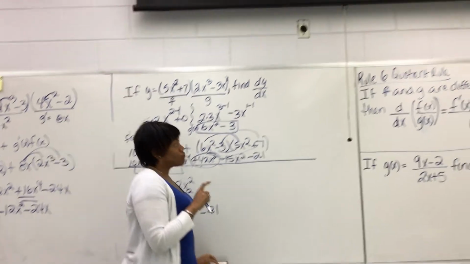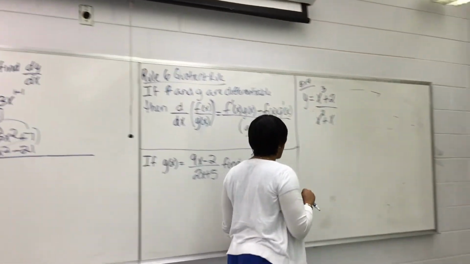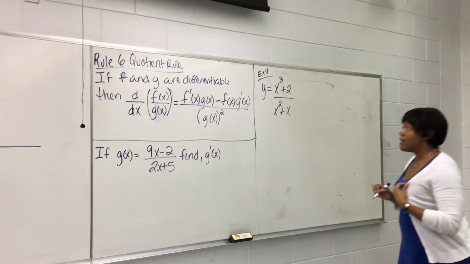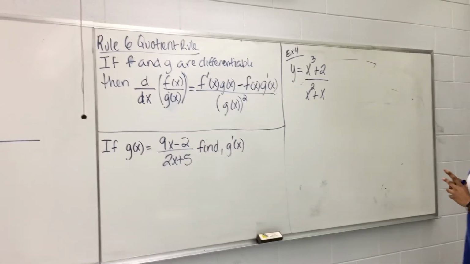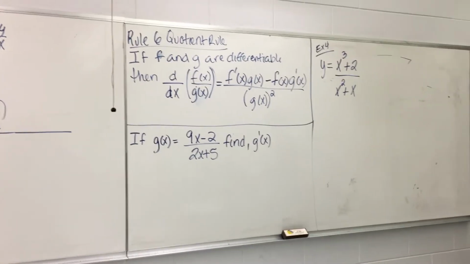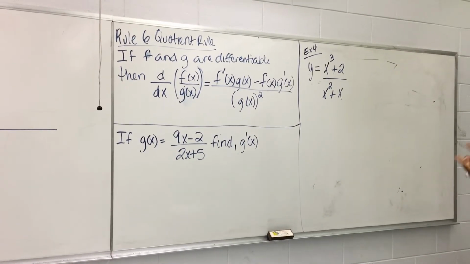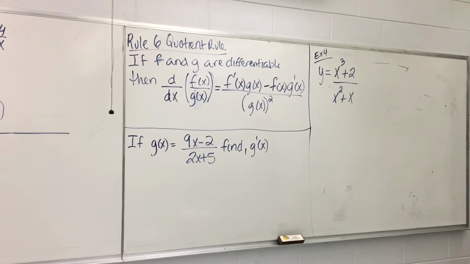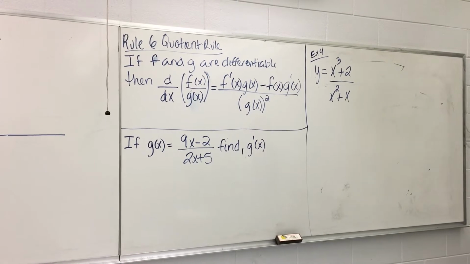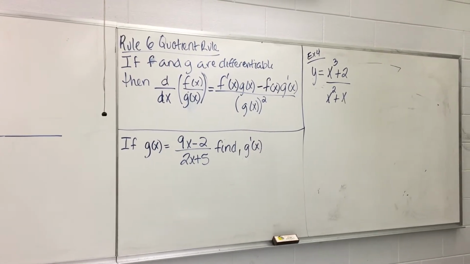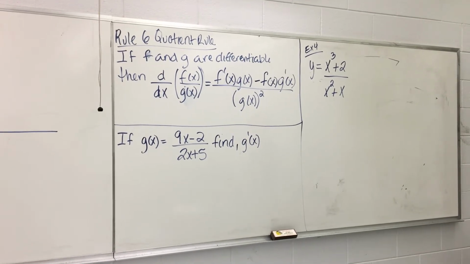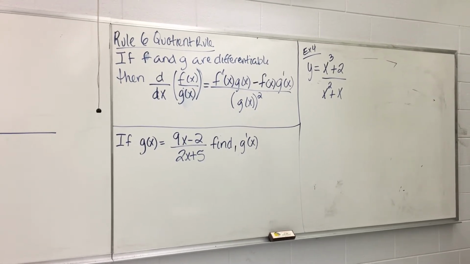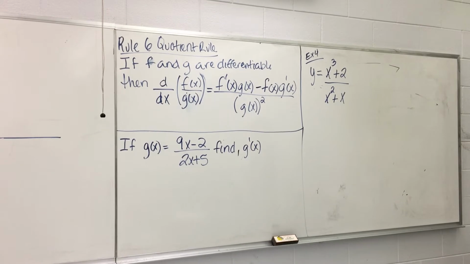Now, let's move to the quotient rule. The quotient rule is a little bit more intricate, maybe. So the quotient rule says if f and g are differentiable, right, D sub x of f of x over g of x, the derivative would be the derivative of f times g minus f of x times the derivative of g, all over g of x squared.